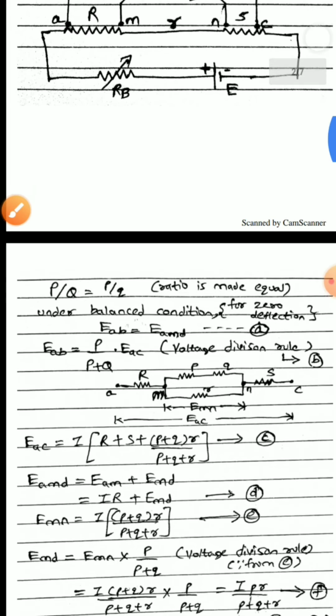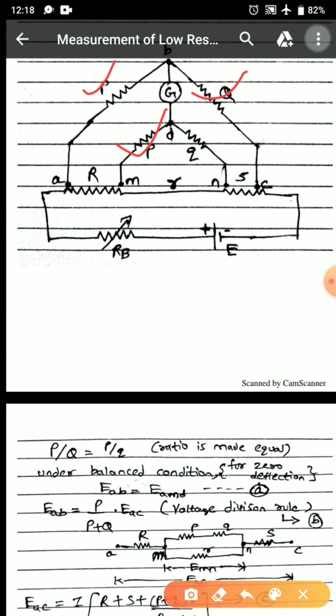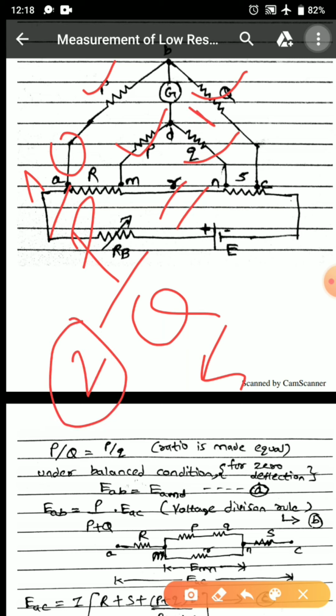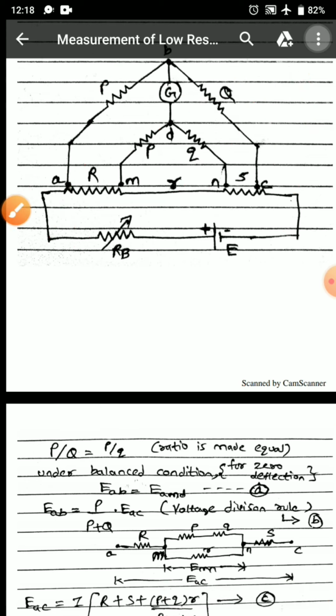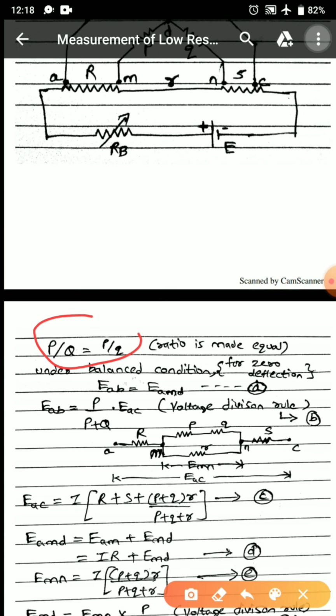Looking into the calculation part, as I have said, there are two ratio arms, capital P, capital Q, small p, small q. The resistances of these two ratio arms are selected. For example, P by Q is 10 by 5, which will give the ratio of 2. So small p by small q will be selected, for example, as 2 by 1. This will also give the ratio 2. So the ratio of capital P by Q and small p by small q will be equal. This is the first consideration that we are making.